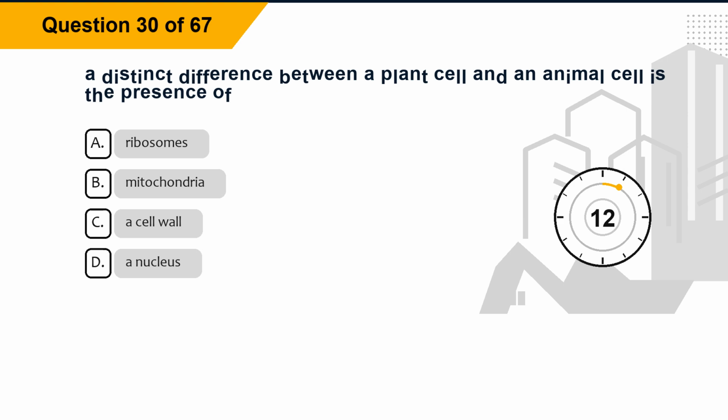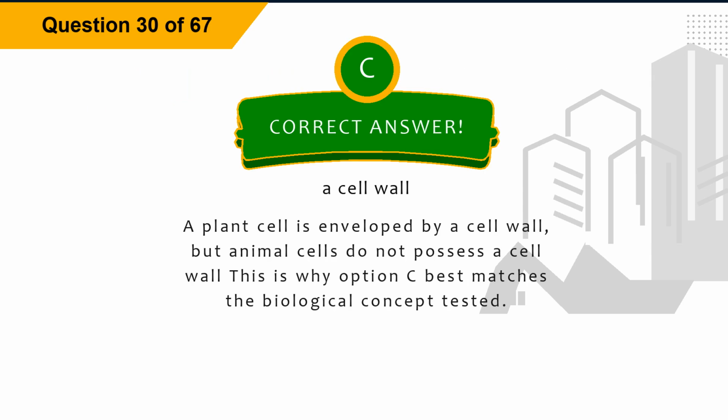Question 30. A distinct difference between a plant cell and an animal cell is the presence of option A, ribosomes. Option B, mitochondria. Option C, a cell wall. Option D, a nucleus. The correct answer is option C, a cell wall. Explanation. A plant cell is enveloped by a cell wall, but animal cells do not possess a cell wall. This is why option C best matches the biological concept tested.